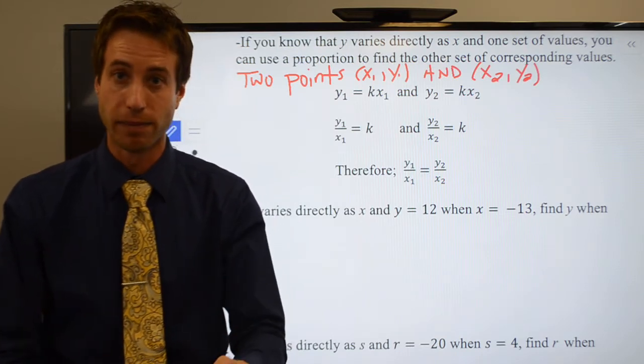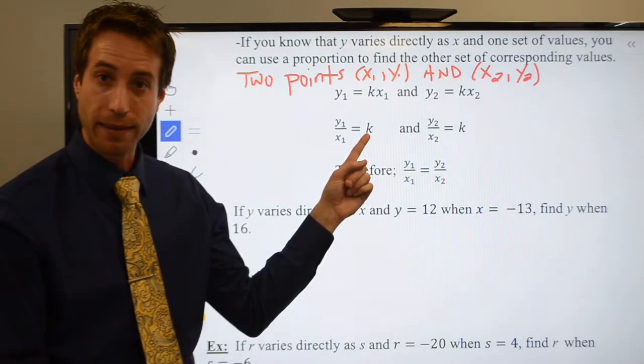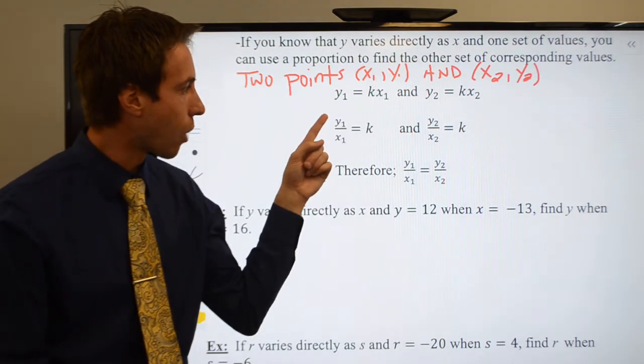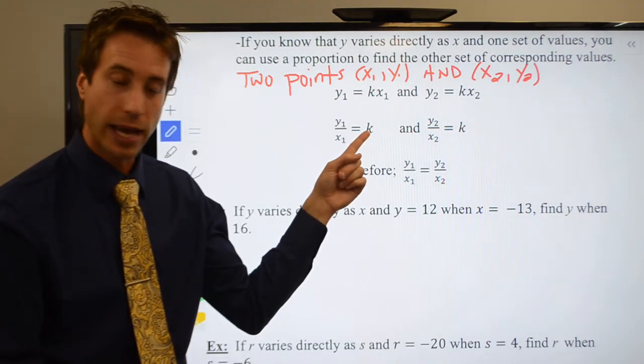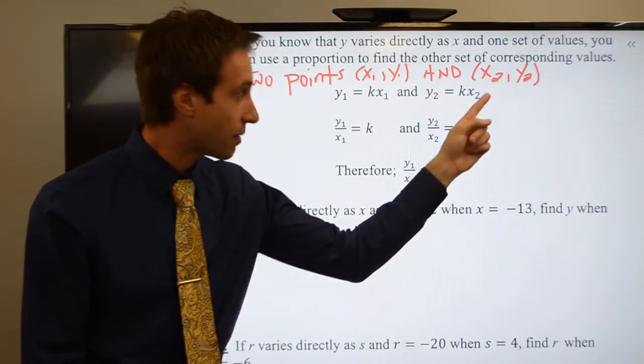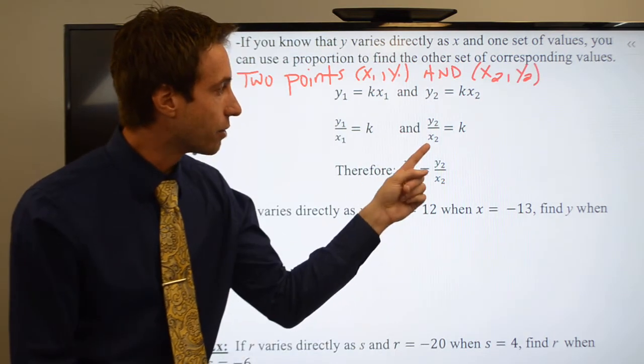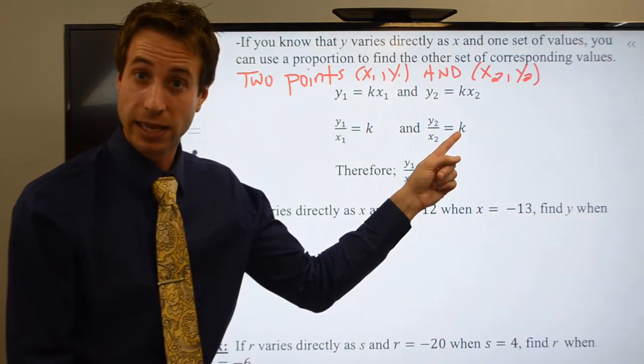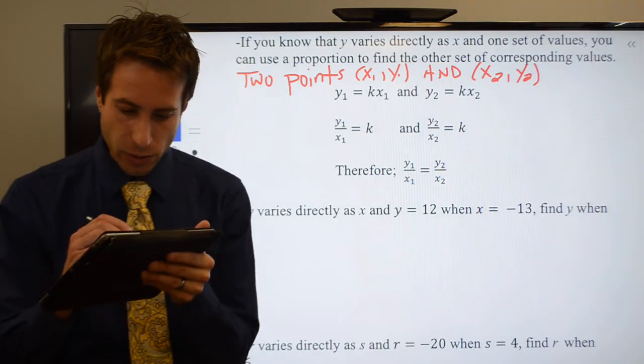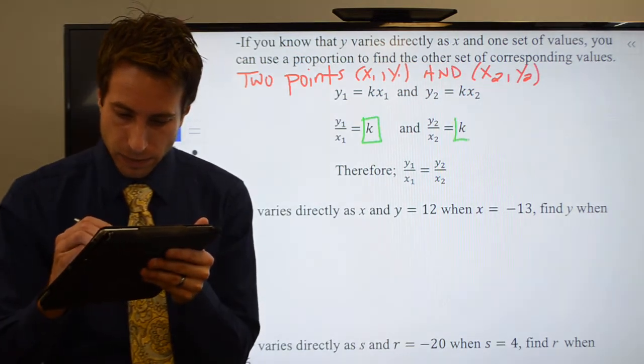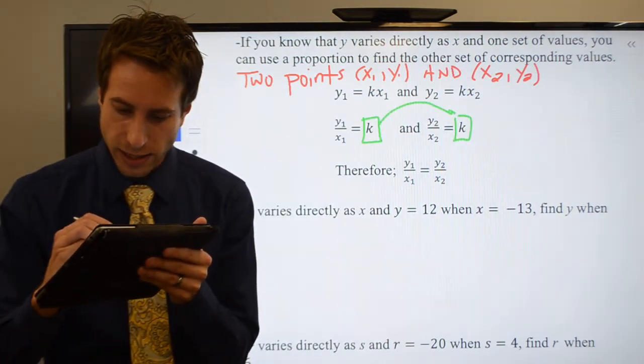It's a constant. So we solve for k. Divide the x1 to the other side. y1 divided by x1 is equal to k. Solve for k. Divide x2 to the other side. y2 divided by x2 is equal to k. Now that k value is the same. It's a constant.